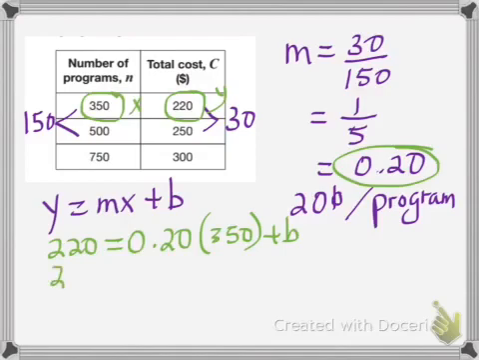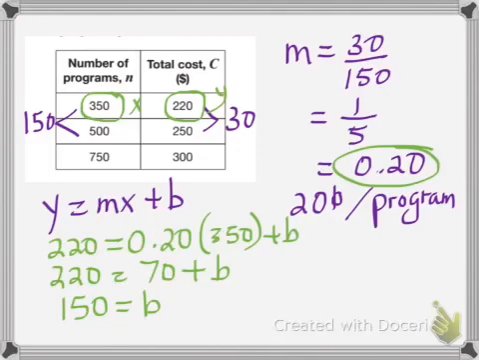And now we just have to calculate what 20 cents times 350 comes out to, and it's $70. You can use your calculator to do that. And then you want to subtract $70 from 220, and that will get us 150. And now this tells me that for 0 programs, the cost is $150.